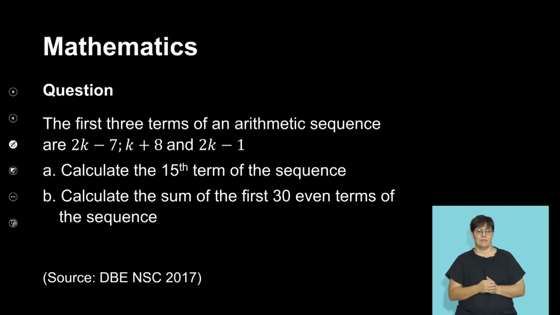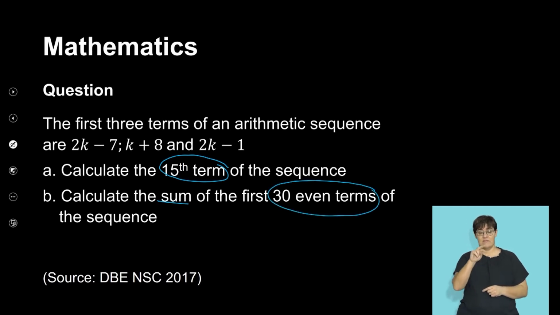So the first three terms of an arithmetic sequence are 2k minus 7, k plus 8, and 2k minus 1. We first need to calculate the 15th term of the sequence. Then we will be calculating the sum of the first 30 even terms of the sequence.